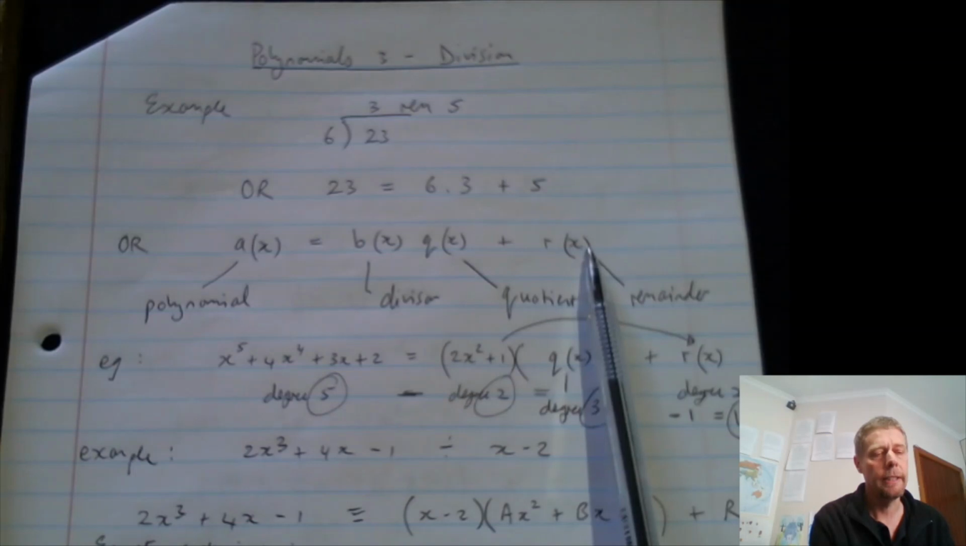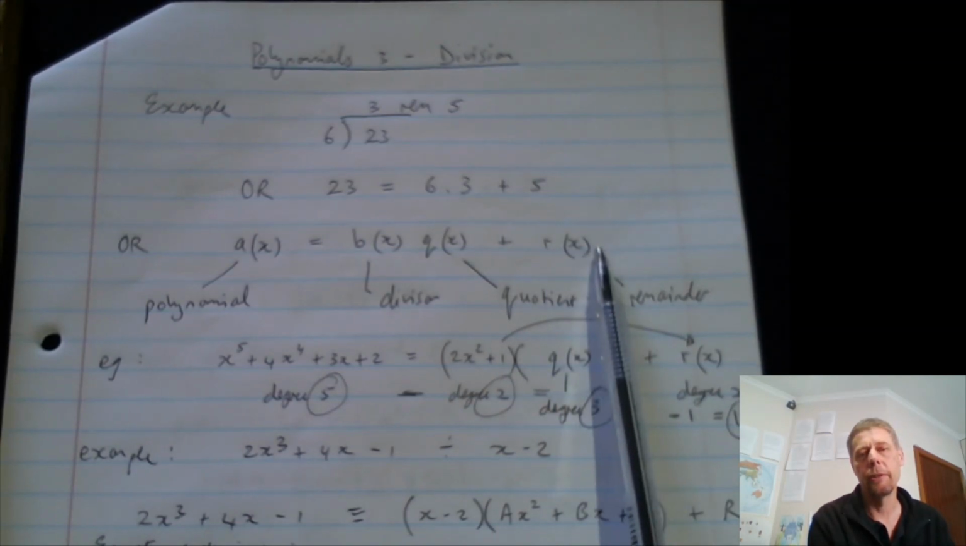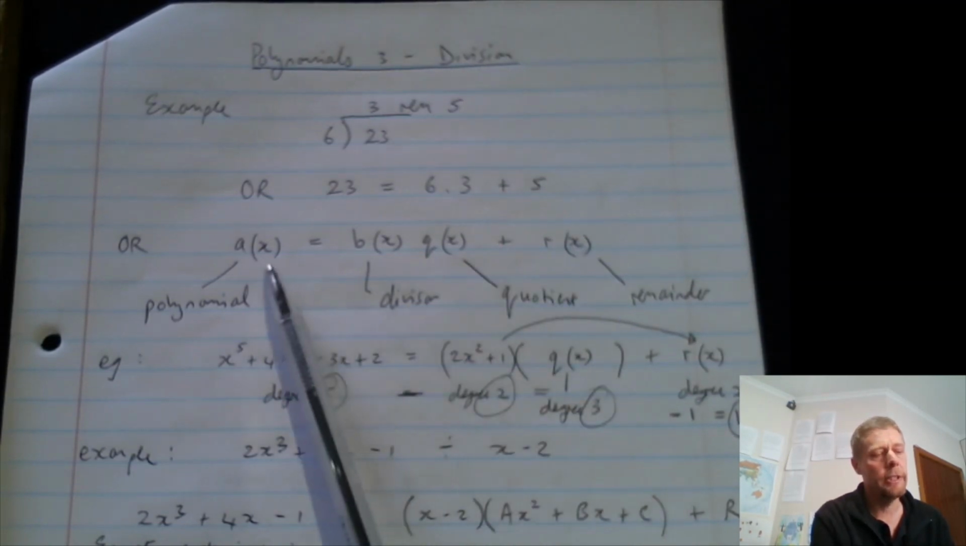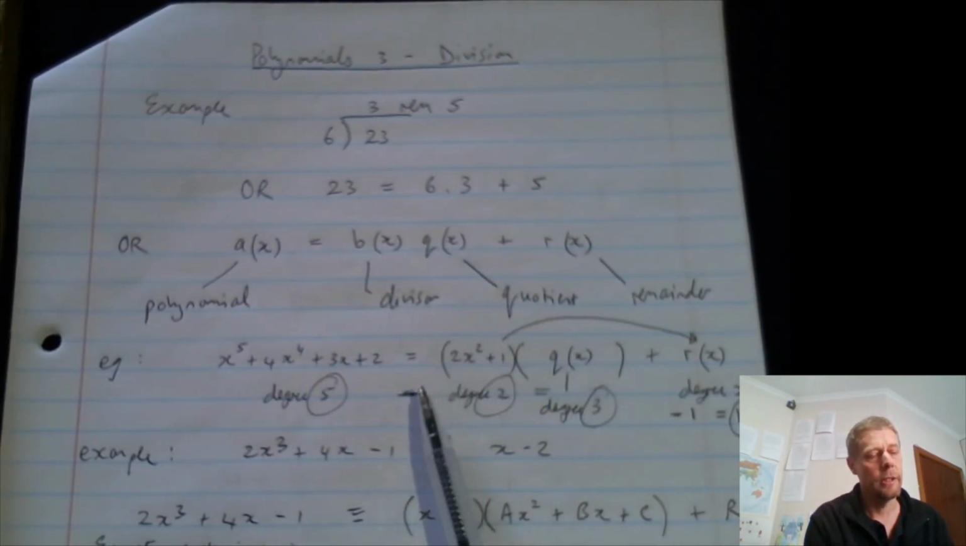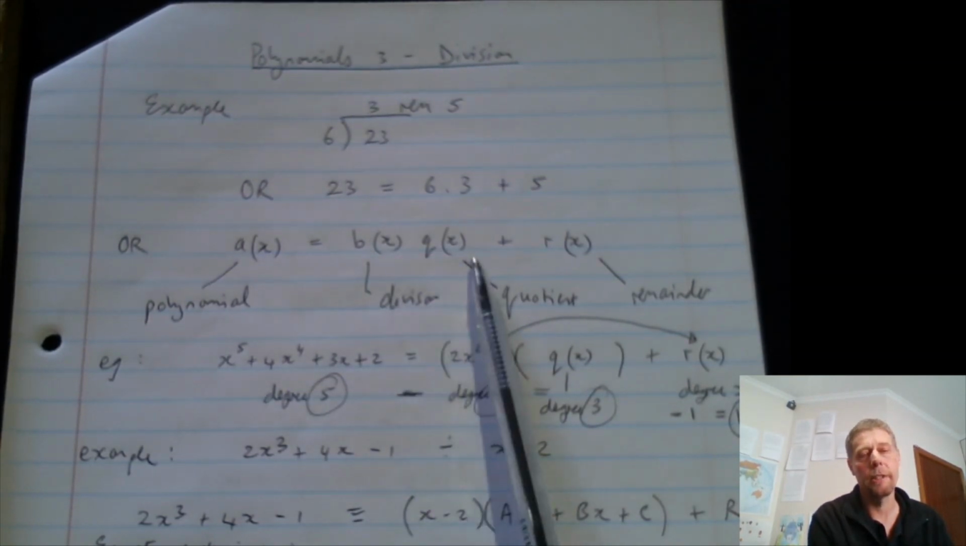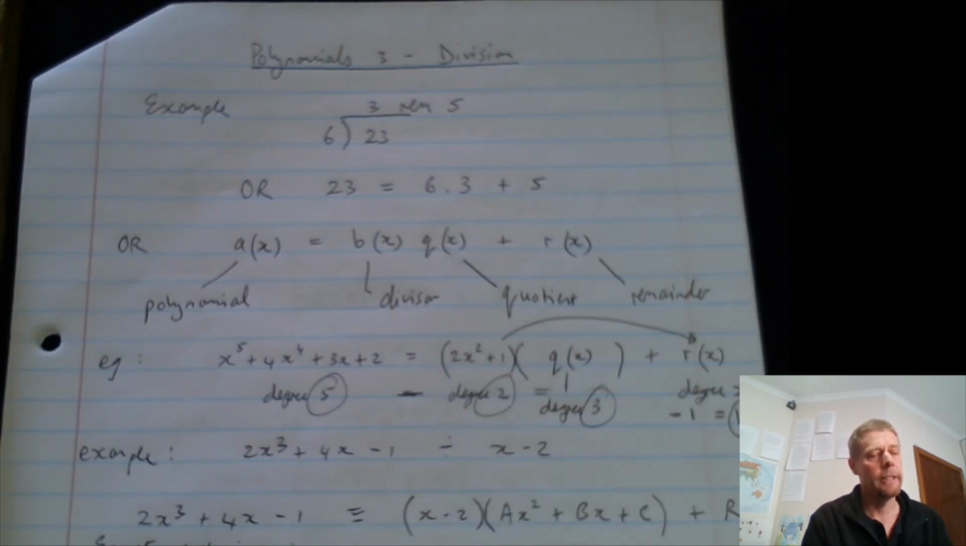And then finally there's a remainder. Now the remainder is typically not just a number, it's a remainder in terms of x. So each of these are polynomial functions. You can see how the polynomial is built up by multiplying the divisor by the quotient, and that's what division amounts to. So let's do a little example.